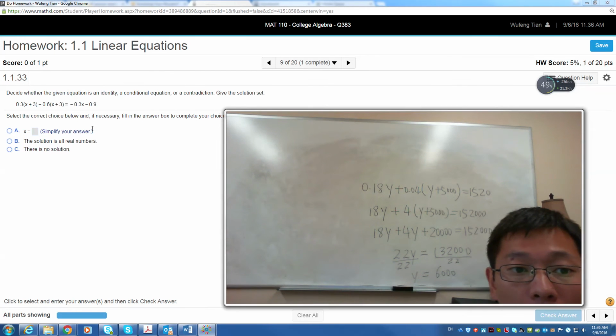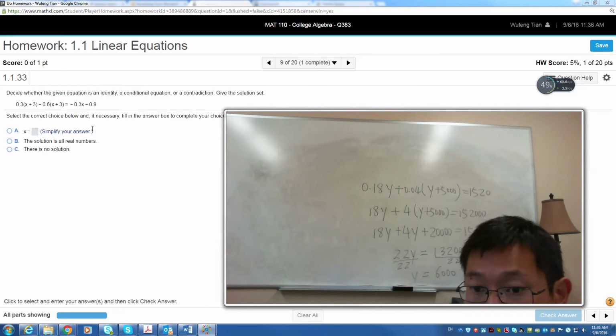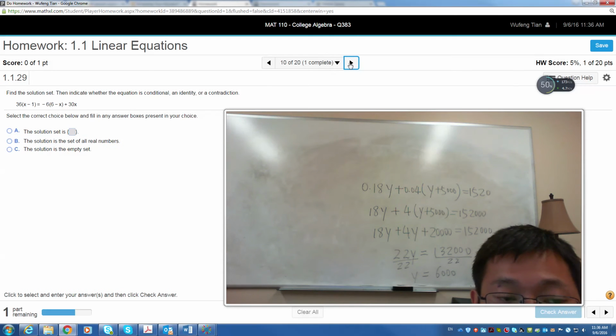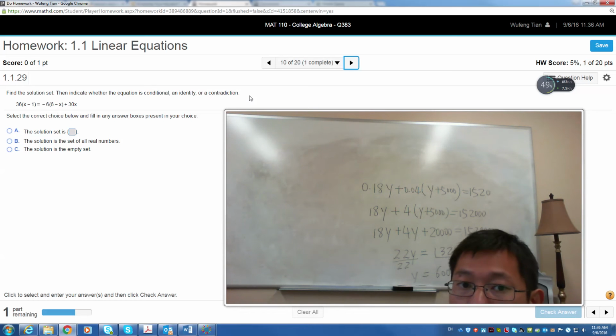Okay, so this one is also a decimal equation. You can multiply everything by 10. You will not have decimals anymore. Then you solve the equation. It says indicate whether the equation is conditional, identity, or contradiction. I'll give you a little bit of help on what is conditional, what is identity, what is contradiction.